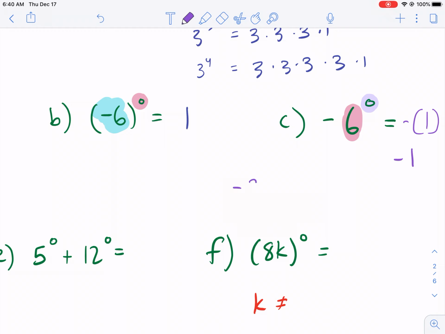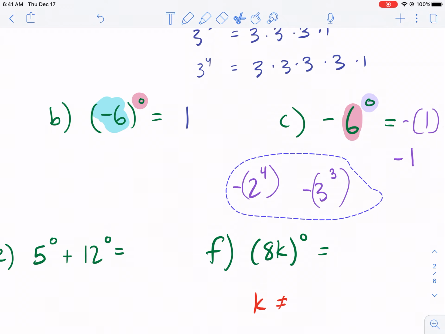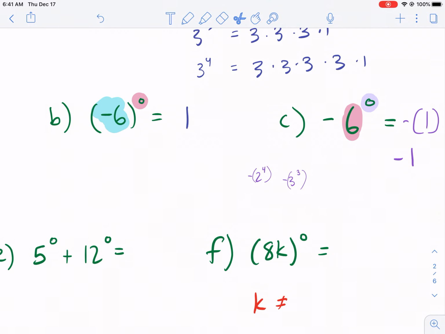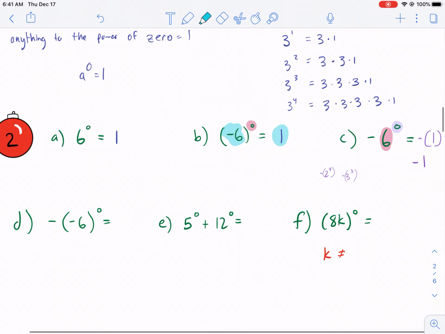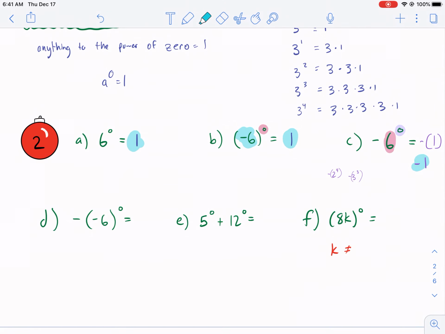This is tricky. This happens with a lot of exponent problems. You're going to have something like negative 2 to the 4th power or negative 3 to the 3rd power. You always have to do the exponents first. So I recommend just putting your own parentheses in there anytime you see exponents, and then you apply that negative sign at the end. So let me just shrink this. Okay. So this one is going to be, where's my answer? Right here. There's my answer, negative 1.